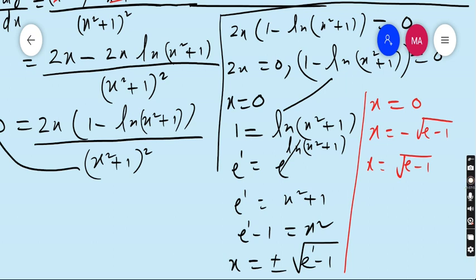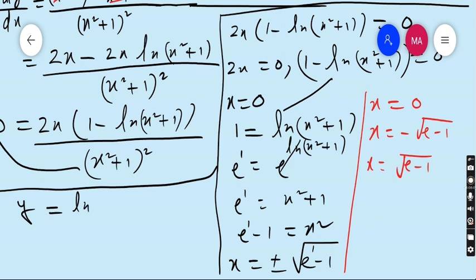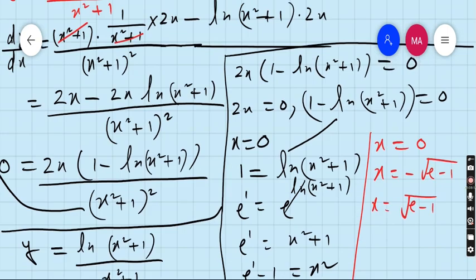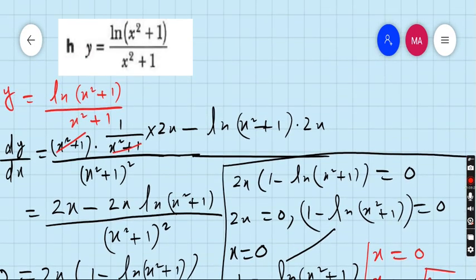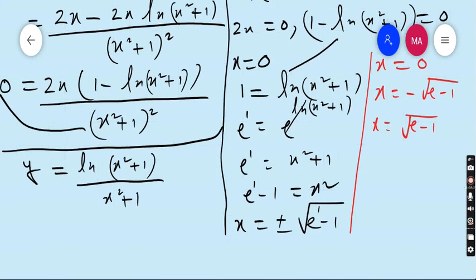Now we have to find three values of y. Write the question again. y = ln(x² + 1) upon (x² + 1). I will check again. Yes, ln(x² + 1) upon (x² + 1). Put all the values of x one by one. First, we have to put x equal to 0.